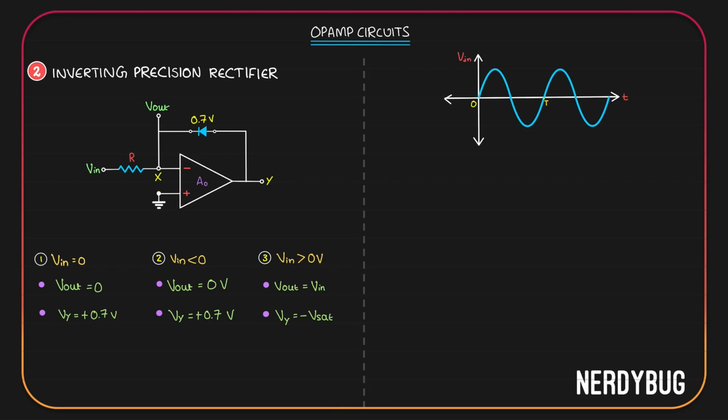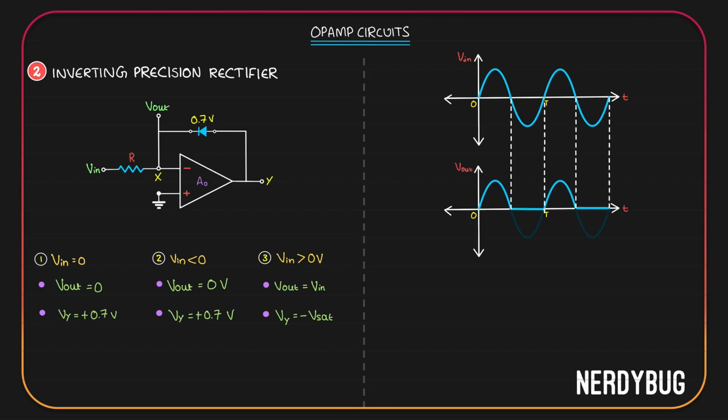Let's take a sinusoidal input signal and plot the output. It will look like this. We have all the positive half cycles and none of the negative half cycles. Let's also plot Vy. It is 0.7 when V input is 0 or negative, and it is negative Vsat when V input is positive. The graph will look like this.